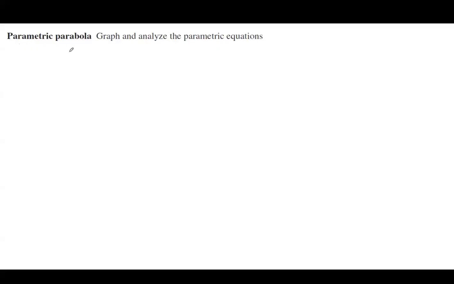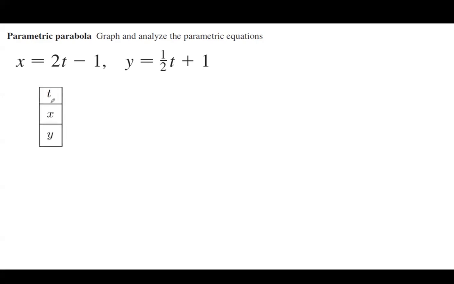In this question, we want to talk about parametric parabola. The question says graph and analyze the parametric equations below: x is equal to 2t minus 1 and y is equal to a half t plus 1. So let us use a table with t, x, and y.